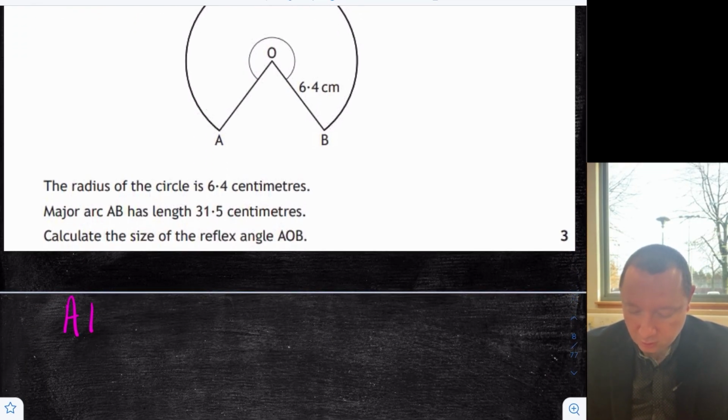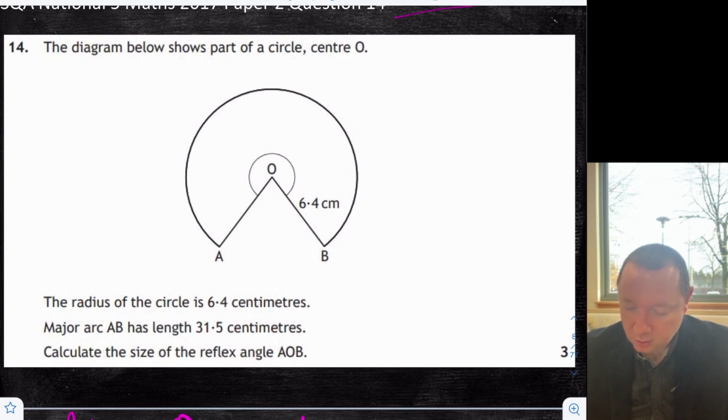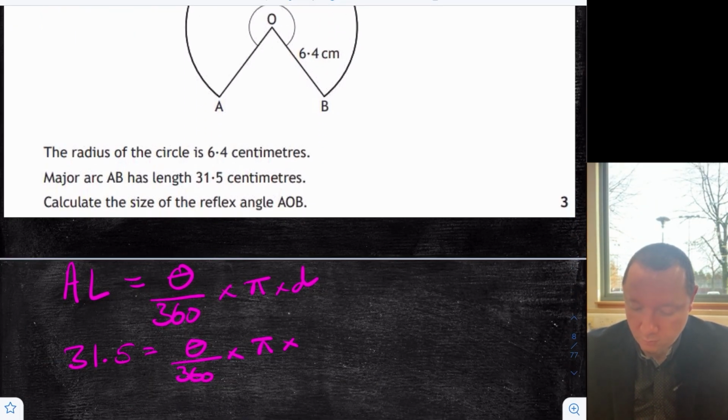So arc length, I'll just write AL equals angle over 360 times pi times diameter. We've got the arc length, that's 31.5 on the left. We've not got the angle, so I'll just write theta or x or anything you want, over 360 times pi times, now be careful, the diameter is not 6.4, that's the radius, so I double that to get the diameter of 12.8. Now if you can get that far, you get a mark. Angle over 360 times pi times 12.8.